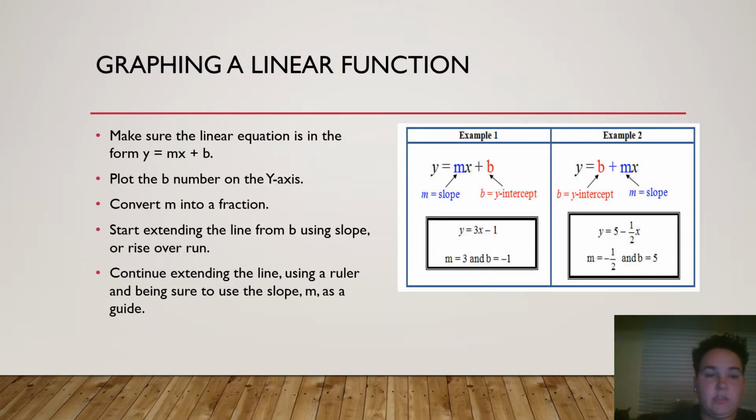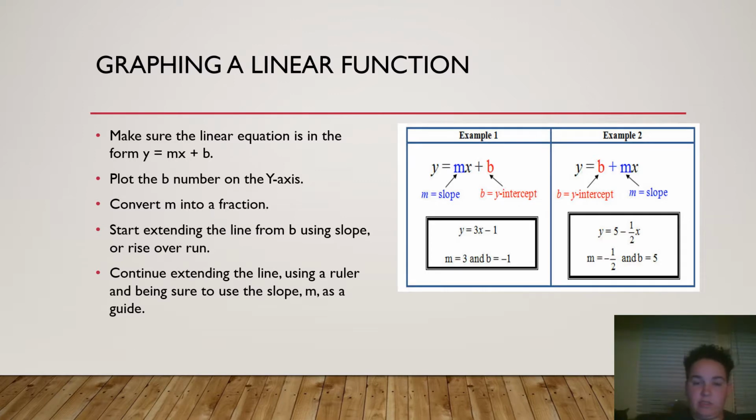Graphing a linear function, make sure the linear equation is in y equals mx plus b form. Plot the b number on the y-axis, and then convert m into a fraction for the negative side or positive, whatever one it is. Start extending the line from b using slope or rise over 1, whatever way you learned. Continue extending the line using a ruler and being sure to use the slope m as a guide.